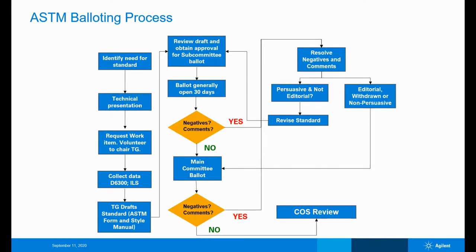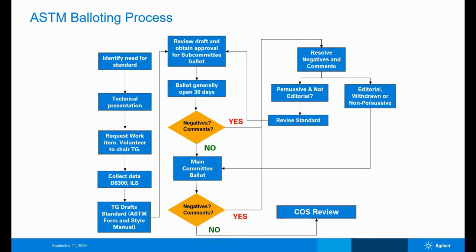If there are no negatives, the ballot item with the proposed standard moves on to main committee ballot. However, if there are any negatives, the rules of the balloting process state that all negatives must be resolved before it can move on to the main committee ballot.